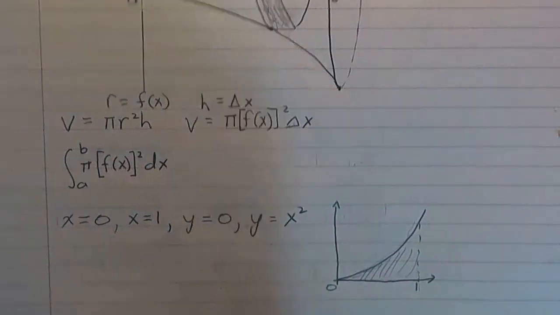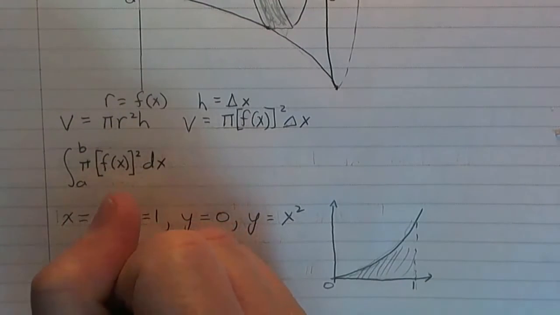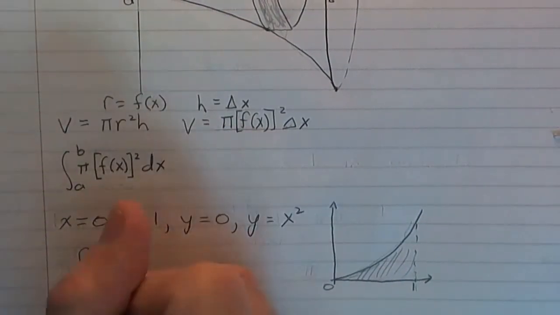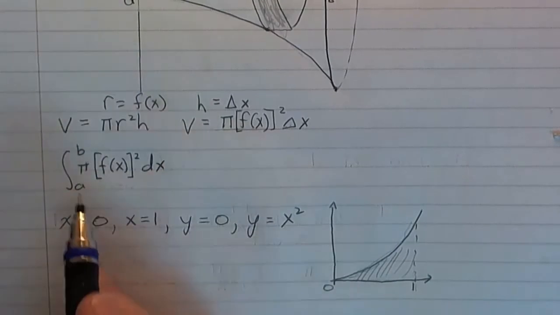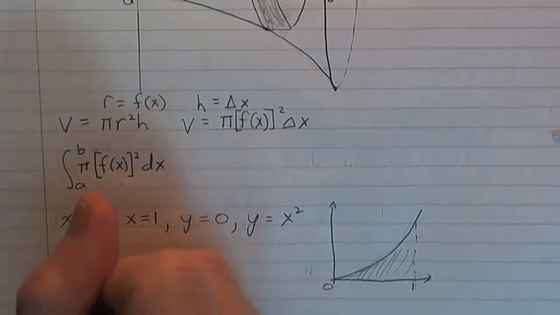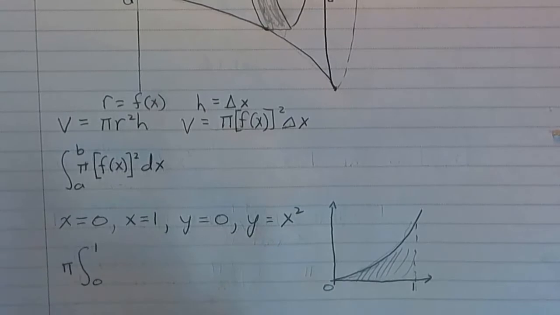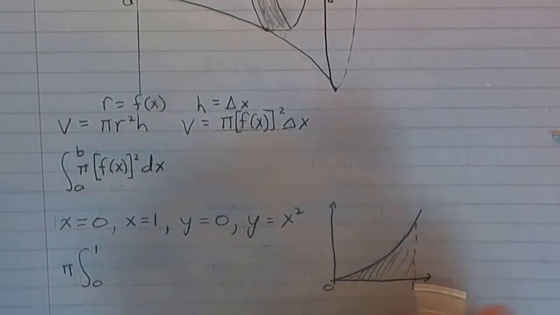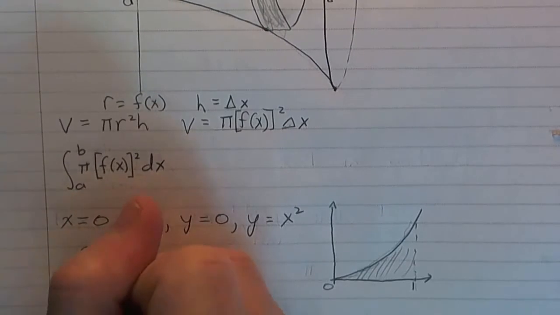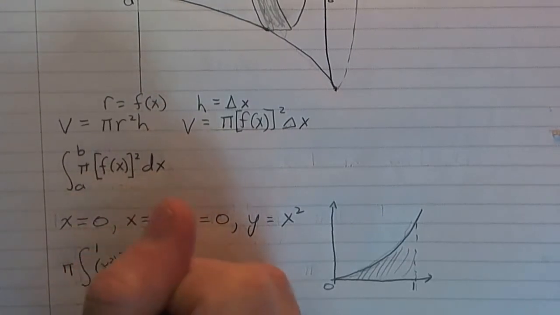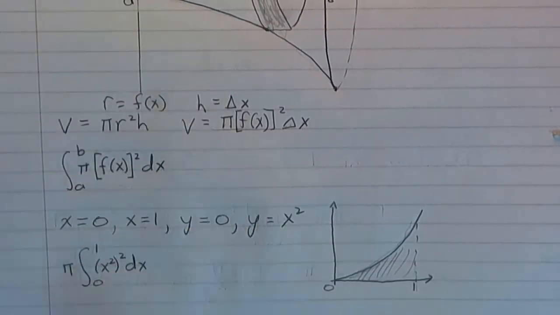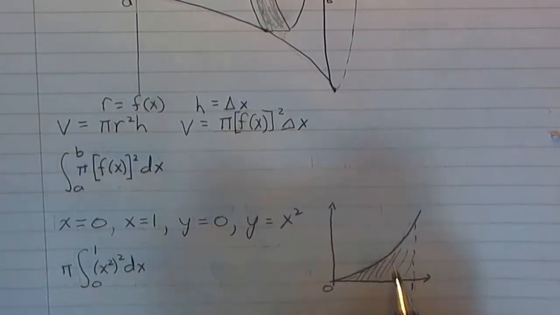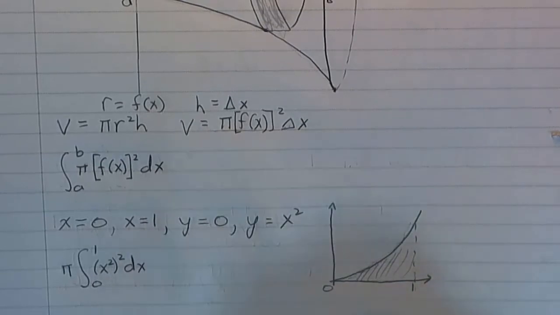So here we go. We've got our integral. We've got our bounds of integration. x is going from 0 to 1. We've got our pi, I'll put that on the outside because it's just a constant. And we've got our function, this is our curve. And remember, that is squared, that's the radius. And then we've got the dx. So there we have it. This is the formula that will give us the volume of that solid of revolution.